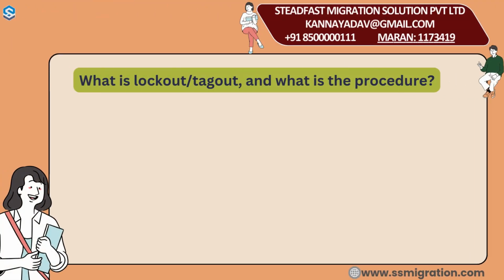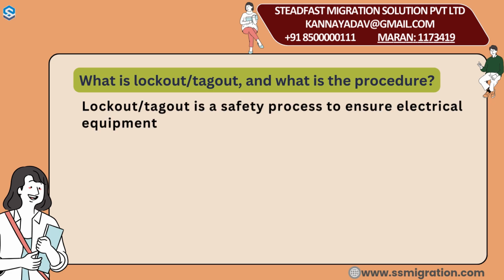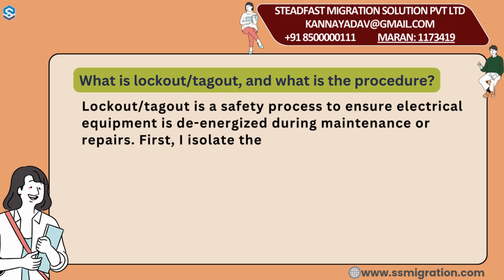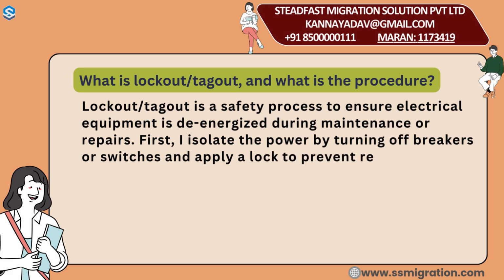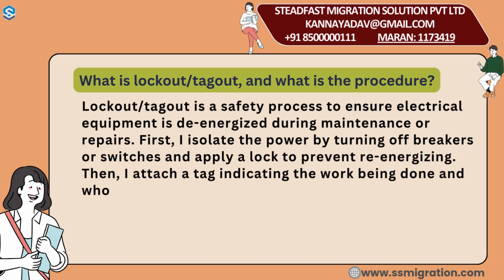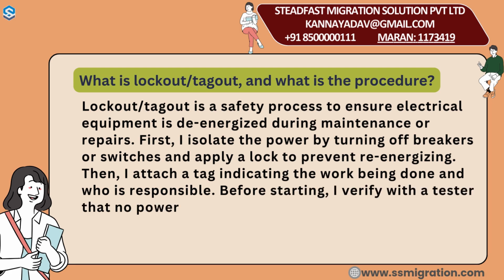What is lockout tagout and what is the procedure? Lockout tagout is a safety process to ensure electrical equipment is de-energized during maintenance or repairs. First, I isolate the power by turning off breakers or switches and apply a lock to prevent re-energizing. Then, I attach a tag indicating the work being done and who is responsible. Before starting, I verify with the tester that no power remains in the system.